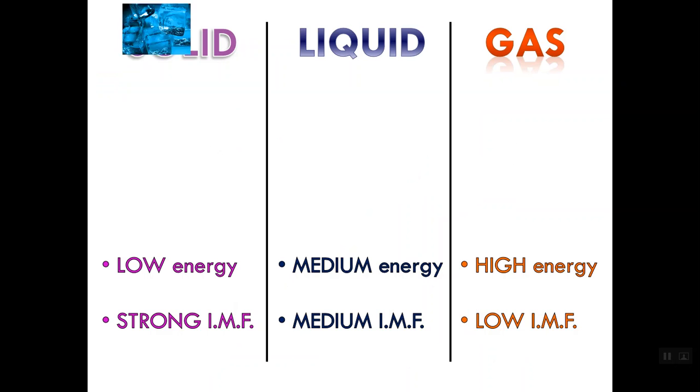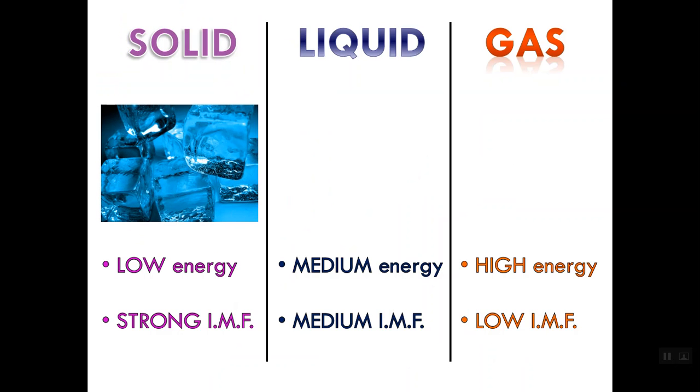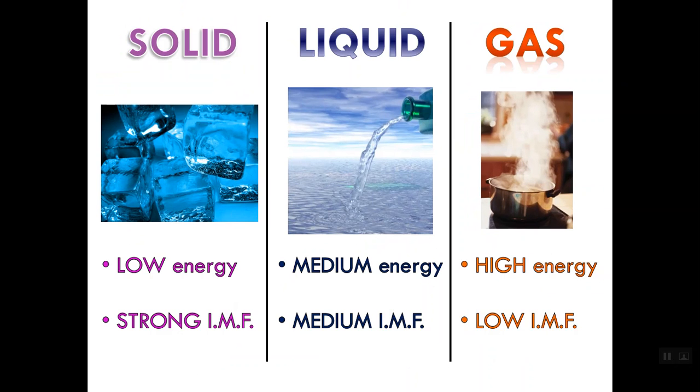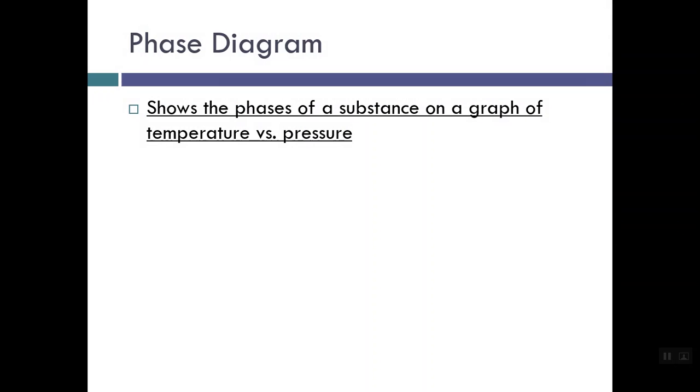A liquid has medium energy, a little bit more energy, and medium intermolecular forces, and the molecules are moving around a little bit more, kind of rolling around. And then in a gas, you have high energy with low intermolecular forces. So you have those elastic collisions. The molecules are very far apart compared to the size of them. And so they have very low intermolecular forces.